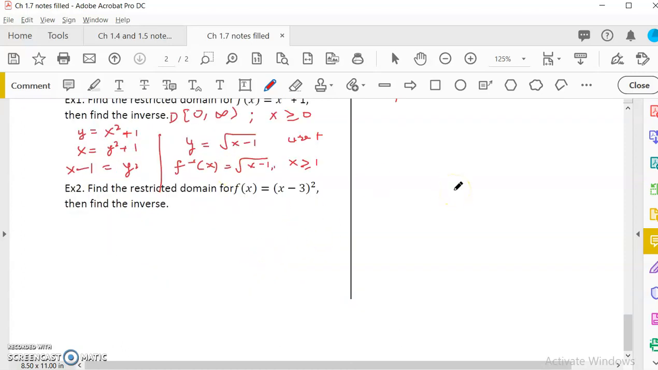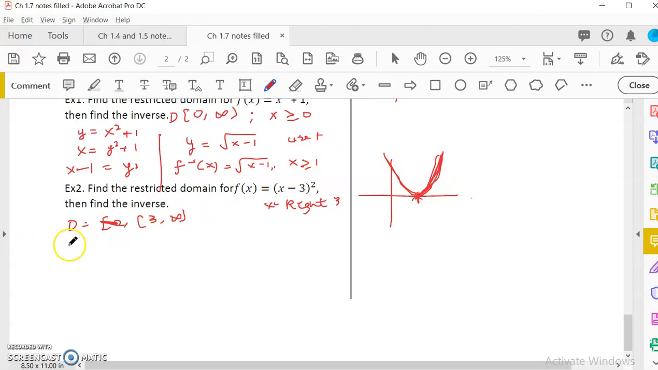What about a restricted domain for f of x equal to (x minus 3) squared? If I'm to graph it, x minus 3 is right 3, right? Right 3 for x squared. So if I graph it, it will be like this. Again, it's not a one-to-one function, so I'm going to restrict the domain on this side. The domain is 3, comma, infinity. So x has to be greater than or equal to 3, right?